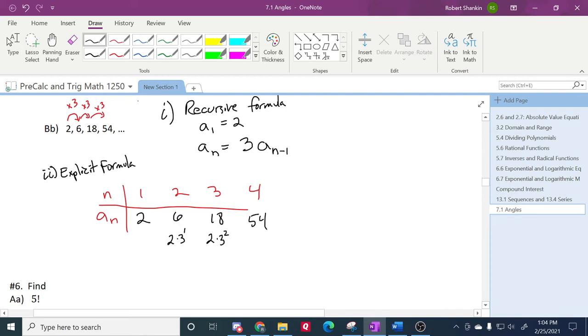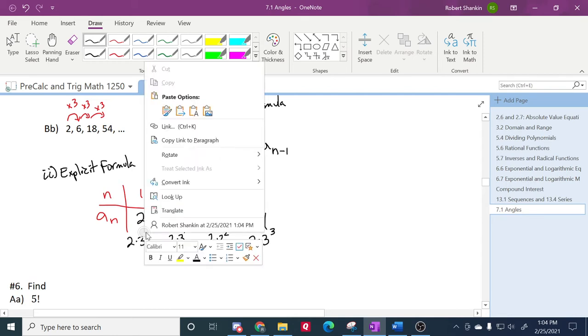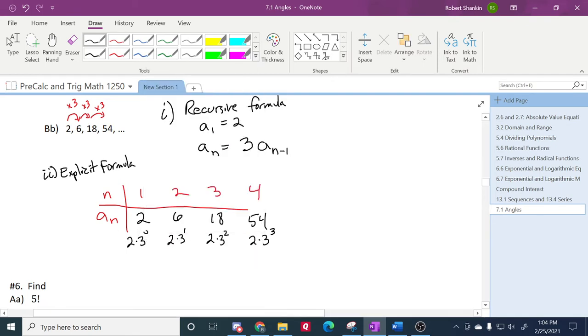You kind of noticed that. And this one is 2 times 3 to the third. 3 to the third is 27. 27 times 2 is 54. And this one is 2 times 3 to the 0 power, which is 1. There's no 3's. Right. So now I have an idea.